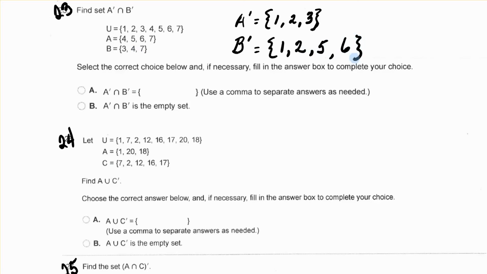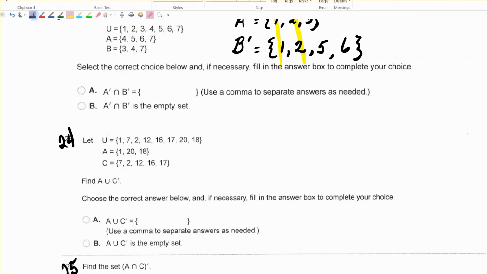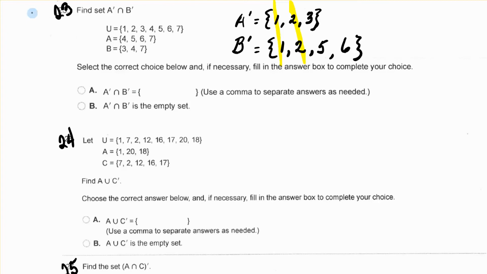Now, that's not the question, but I need that information because it wants me to find the intersection of A complement and B complement. So what do they have in common? Well, they have 1 and they have 2. So the intersection of the complements will be 1, 2.